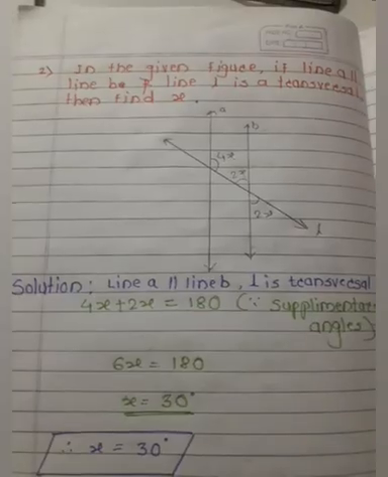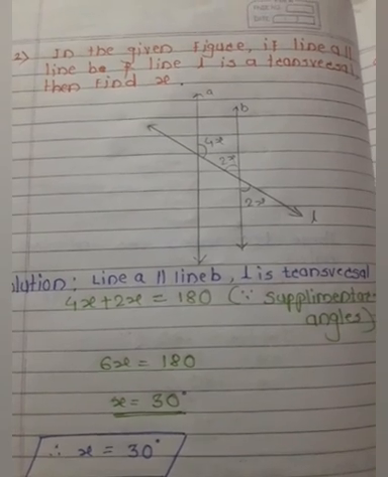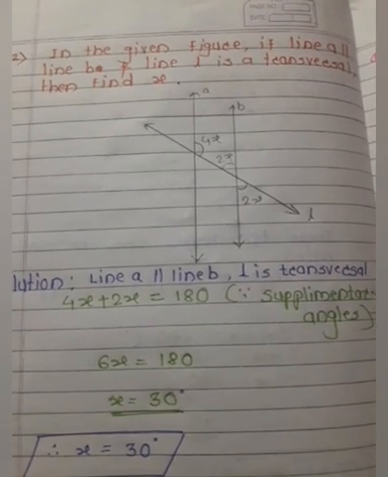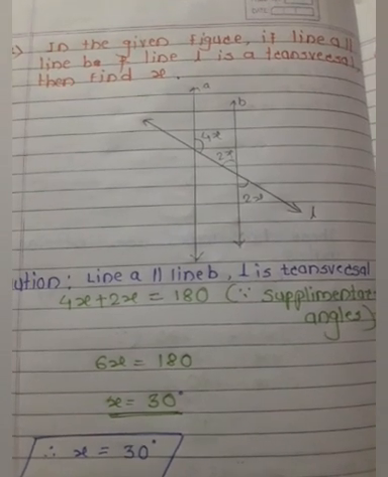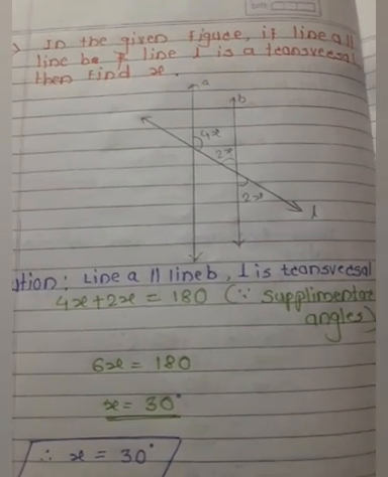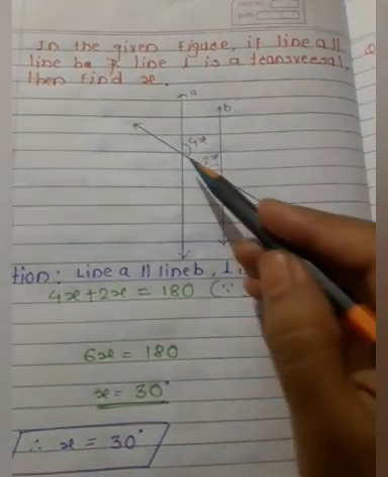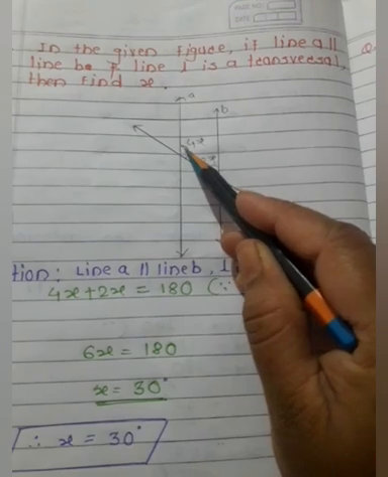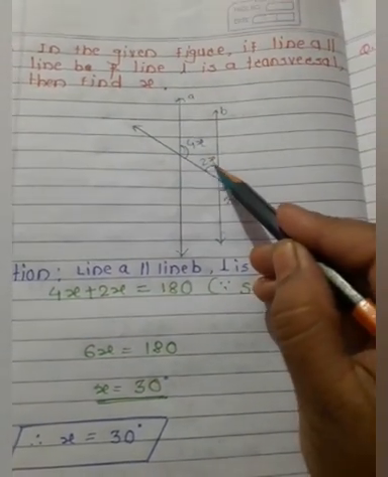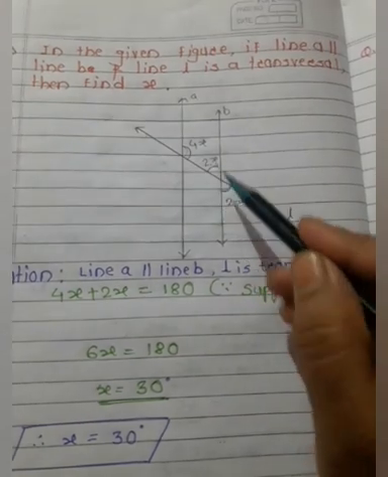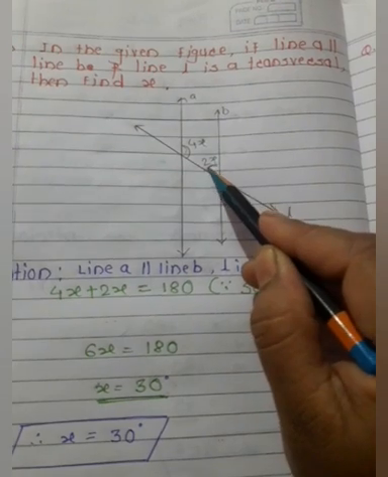Okay. Now in the second question, in the given figure, if line A is parallel to B and L is a transversal, then find the value of X. Here two lines are parallel to each other, line A and line B. We are given the measure of this angle, this 4x, and this is 2x. As you know, these are vertically opposite angles, that's why if this is 2x, this is also 2x.